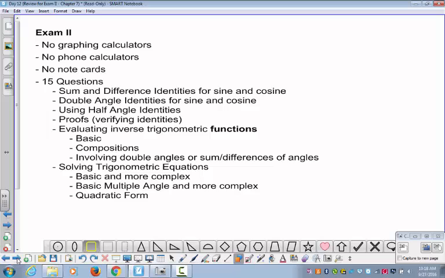And the basic rule is know the sine and cosine ones for those two. Those are the most important. Right there. Sum and difference and double angle.